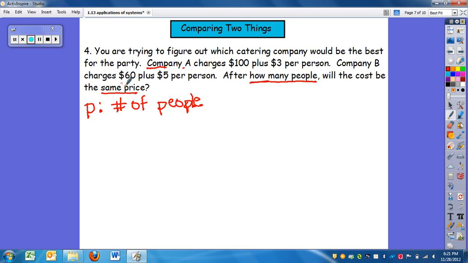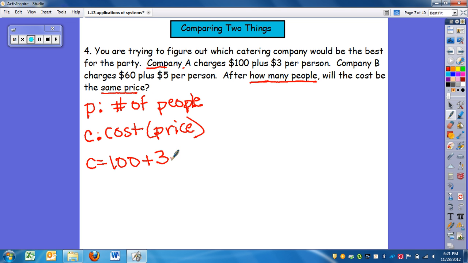And then to figure out the price, I'm not going to use P for price because I don't want 2 P's. That would make it confusing. It would make it the same variable. So I'm going to use C for cost, or we could say it equals the price. How much it's going to cost us. Again, when we're comparing 2 things, we're going to have an equation for one company and an equation for the other. In the first company, if I want to figure out my cost, I have to pay the $100 no matter what, plus $3 per person. So if I have 10 people, I take 3 times 10. So that's company A.